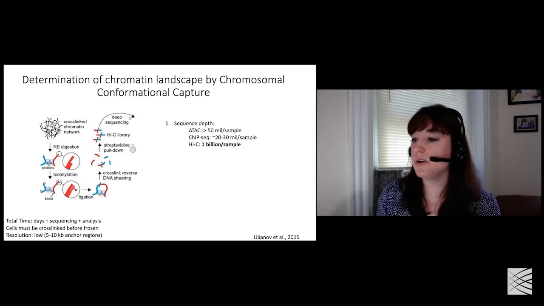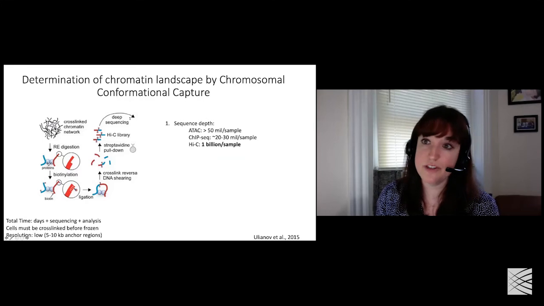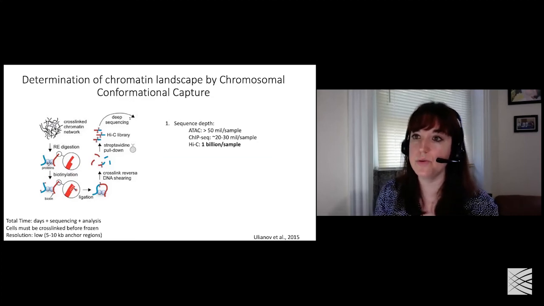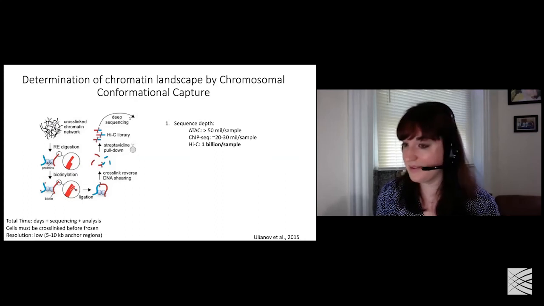Okay, so I just want to reemphasize that the chromosome conformation capture, Hi-C, doesn't require more cells, but it requires really deep sequencing to generate the maps that you need to perform these analyses. One last thing I want to say is that similar to ChIP-seq, you can do this on frozen tissue, but the cells must be cross-linked before you freeze them. Otherwise, it is less likely to work.